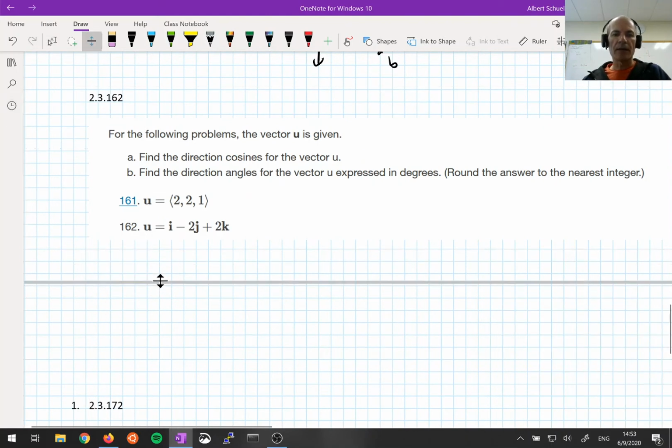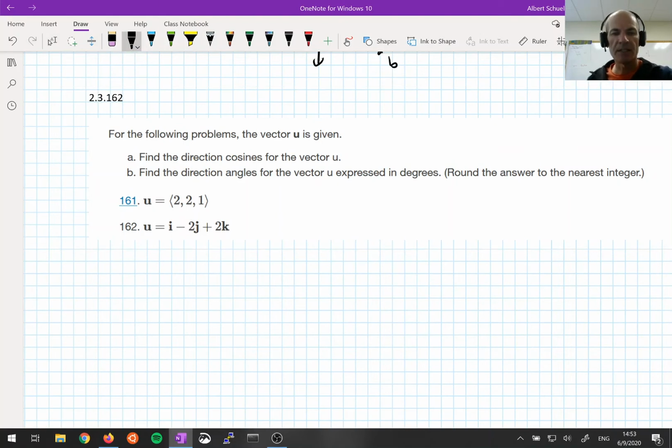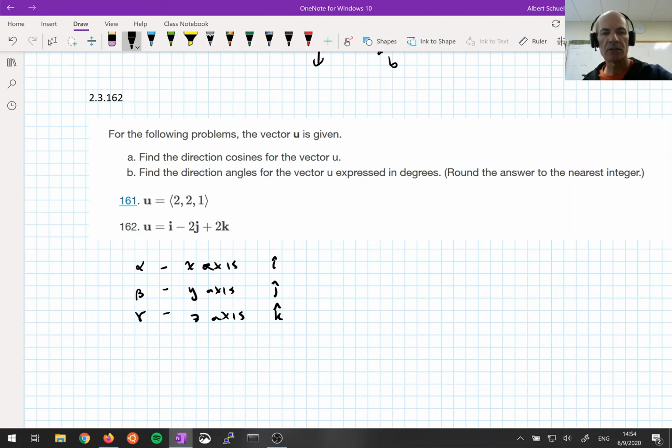And remember, these are the angles in the x, y, and z coordinate directions. So alpha is for the x-axis, and we'll use the standard unit normal vector i. Beta was the y-axis, and that's going to correspond to j, and gamma is the z-axis, and that's going to correspond to k. All right, so we're going to work on 162 here.